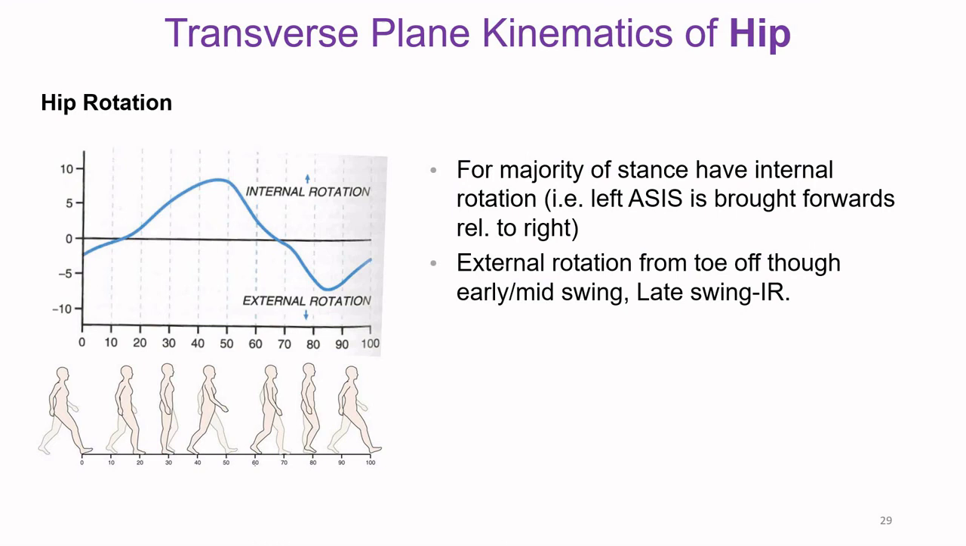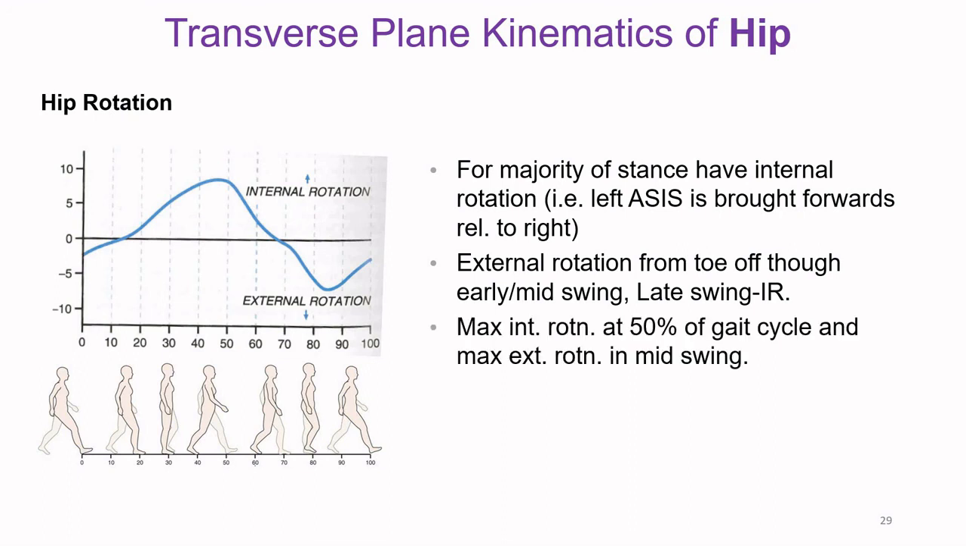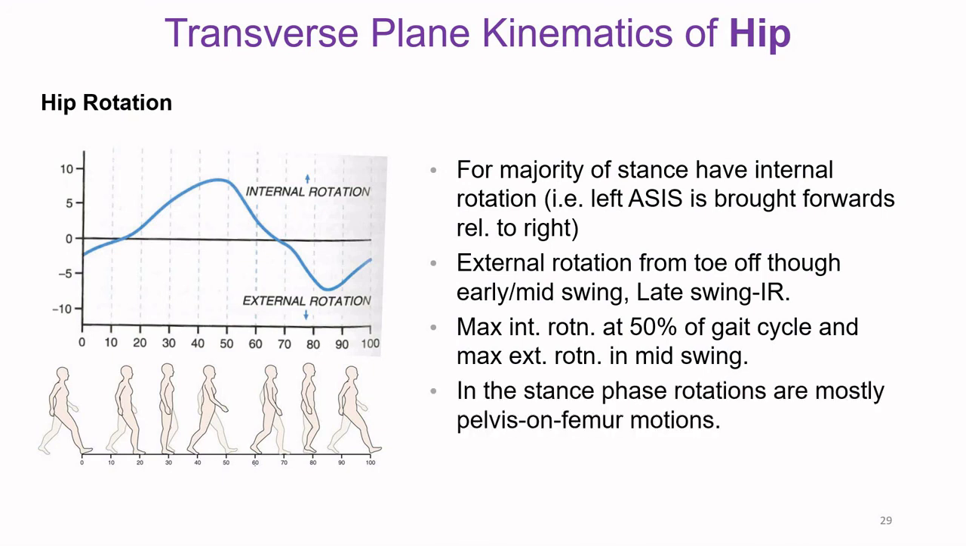From toe off through to early mid-swing, we see a move into external rotation, and in late swing, we see this move being reversed, being brought back into internal rotation. We see maximum internal rotation at about 50% of the gait cycle, and maximal external rotation in mid-swing. In the stance phase, what we're seeing here is mostly pelvic on femoral motion. In the swing phase, what we're seeing is mostly femoral on pelvic motion.